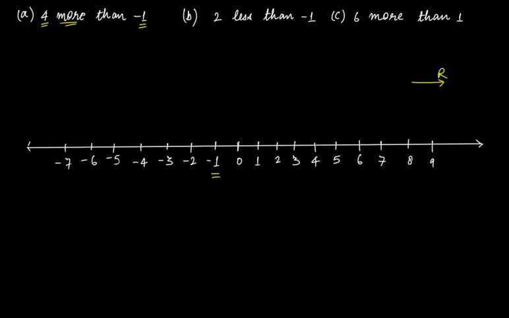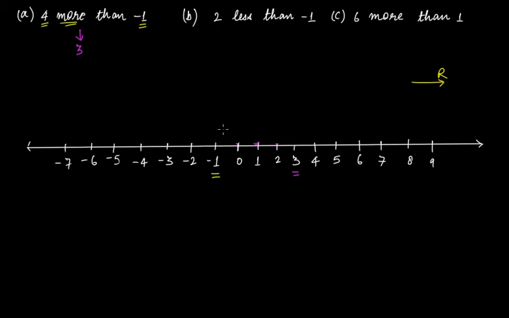So take 4 jumps. That is, this is first, this is second, this is third, and this is 4. So where you are at 3. The answer for this will be 3. Okay, and for this one, remove this.